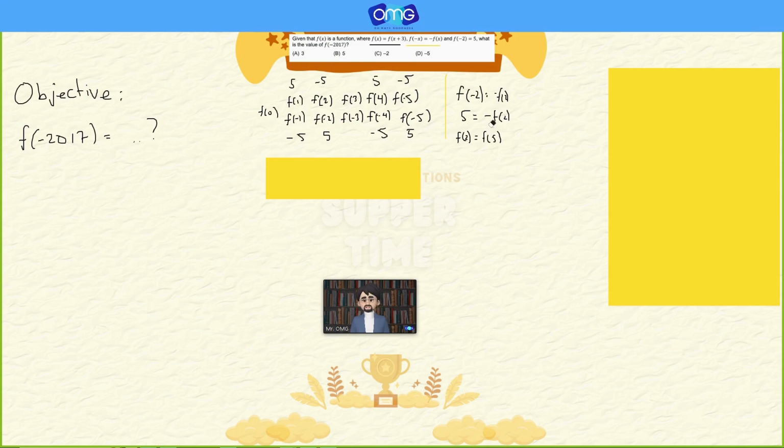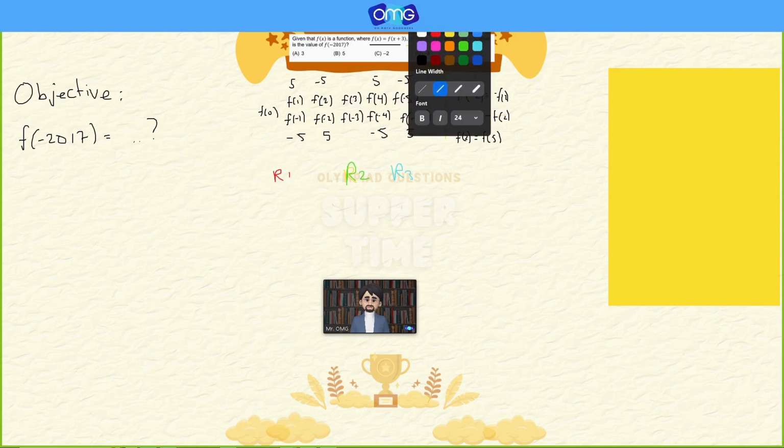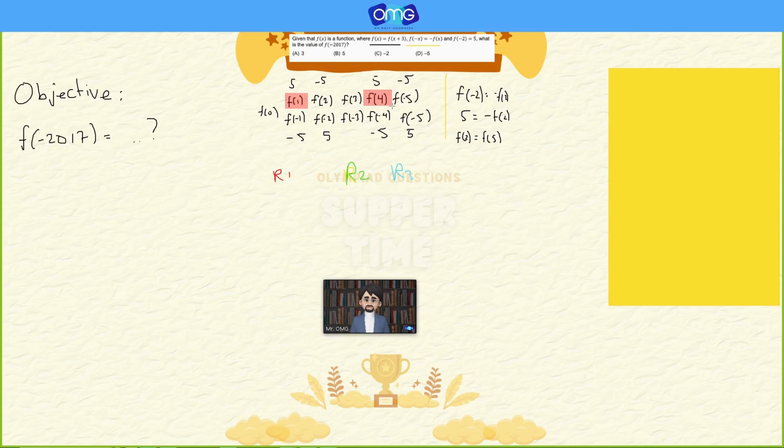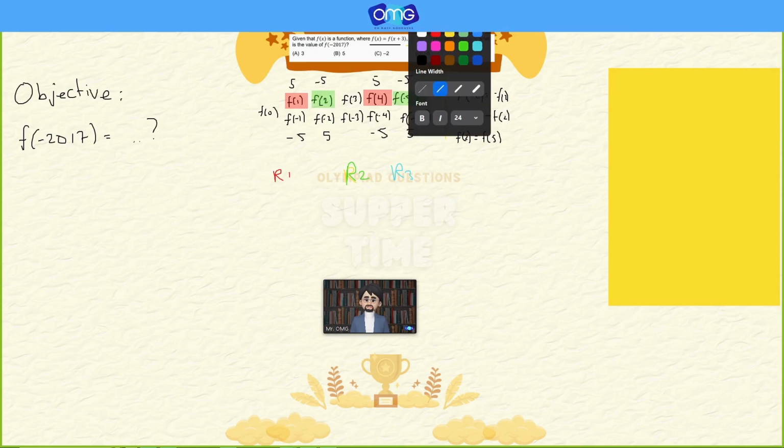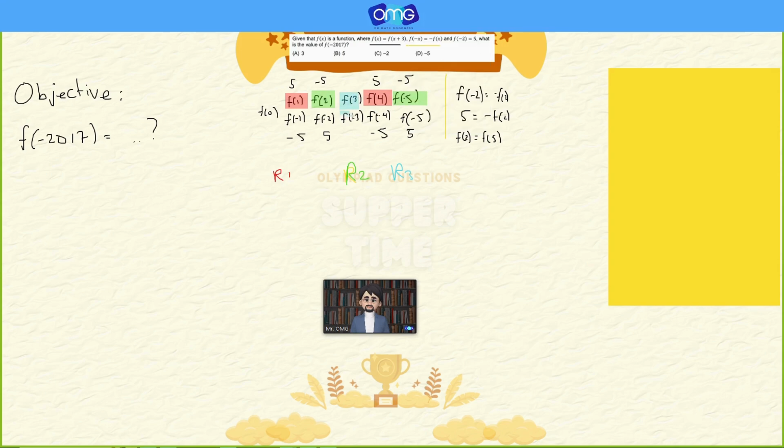So basically it is repeating every 3 digits. If we divide by 3, the remainder 1 gives this value, when divided by 3 and the remainder is 2 it gives this one, and when the remainder is 3 it gives this one.